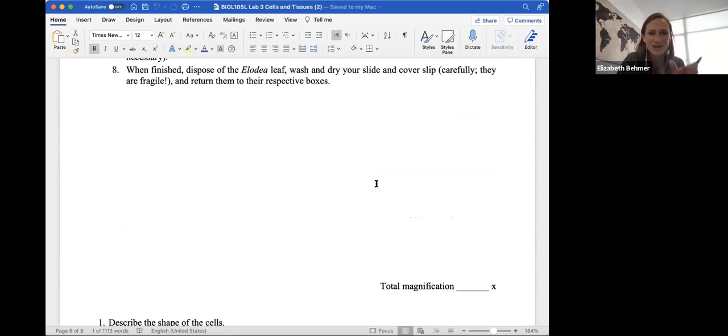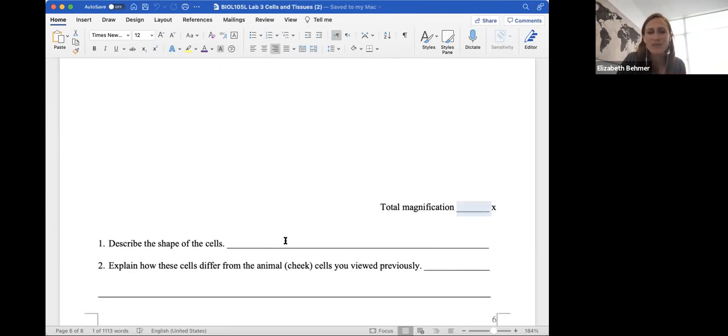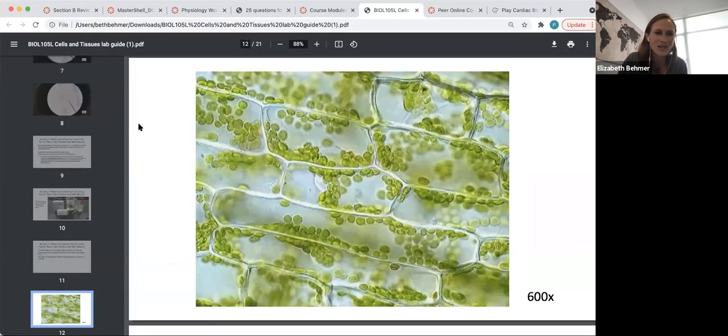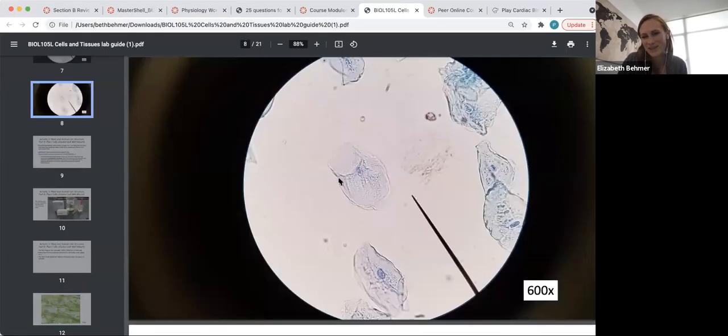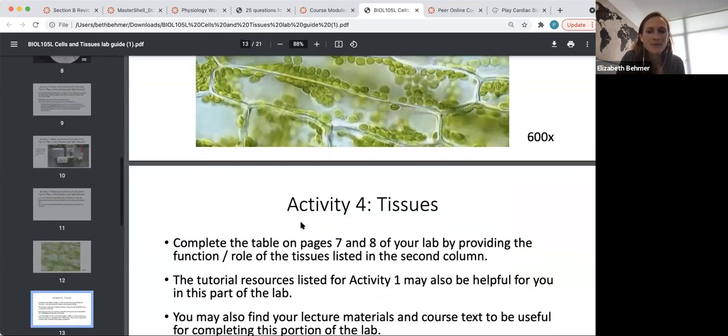Don't forget to put a title, which would just be Elodea. And then the total magnification here. Describe the shape of the cells. And then you'll want to explain how these cells differ from the animal cheek cells you previously viewed. And you should see a lot of differences between the plant cell as shown here and the cheek cell as shown up here. So just describe any differences you've seen between the cheek cell and the plant cell.